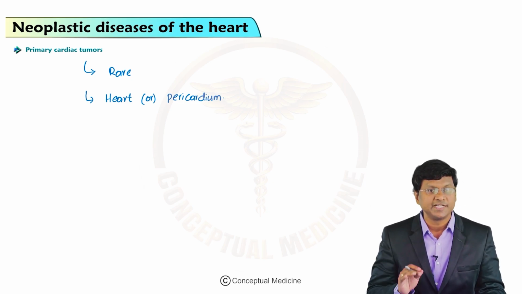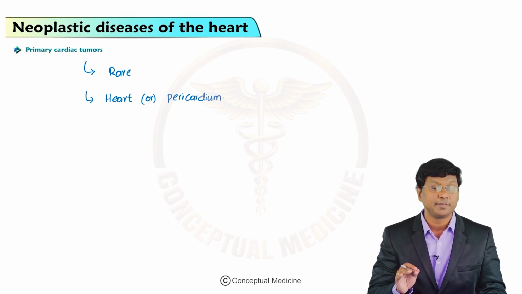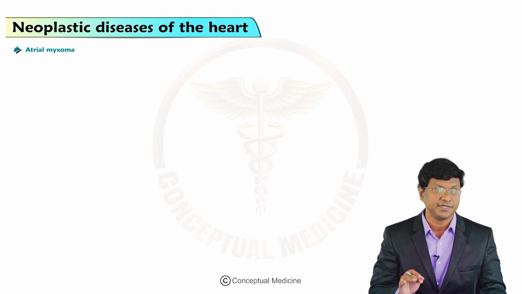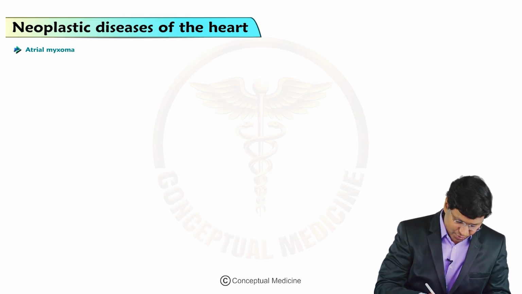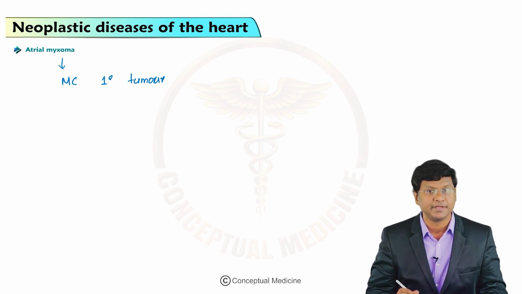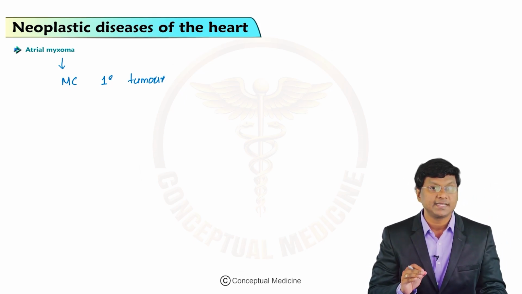Now, out of which, let me discuss the most common primary tumor. The most common primary tumor is the atrial myxoma. It is the most common primary tumor, and it comprises about 50% of all tumors in adult case series.